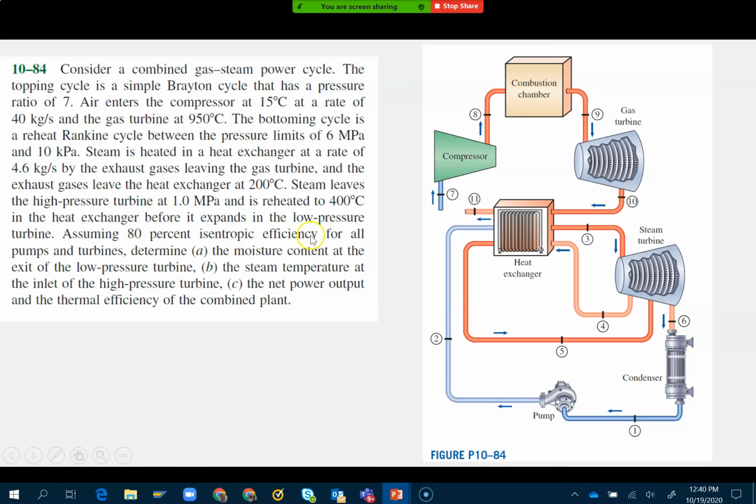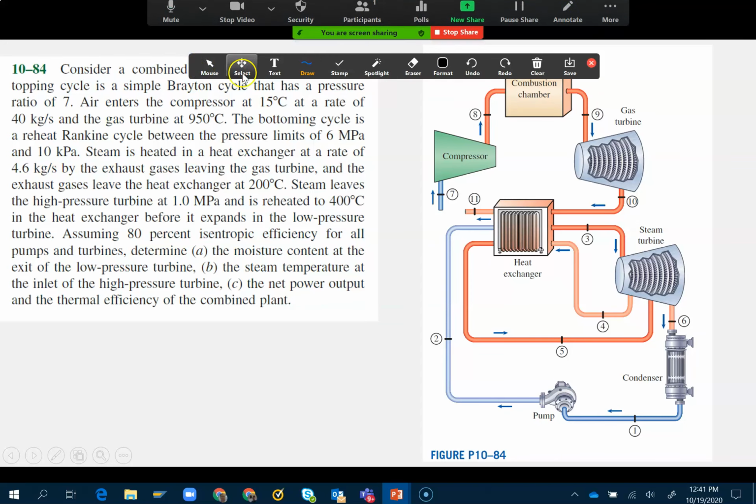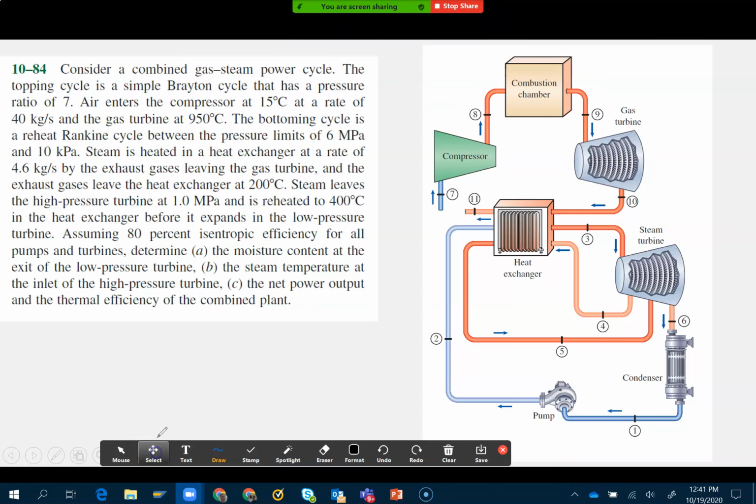Assuming 80% efficiency for all pumps and turbines, determine the moisture content at the exit of the low-pressure turbine, the steam temperature at the inlet of the high-pressure turbine, and the net power output and the thermal efficiency of the combined plant. Okay, so let's first make sure that we have an understanding of where our data is. So we have a steam and gas power cycle.